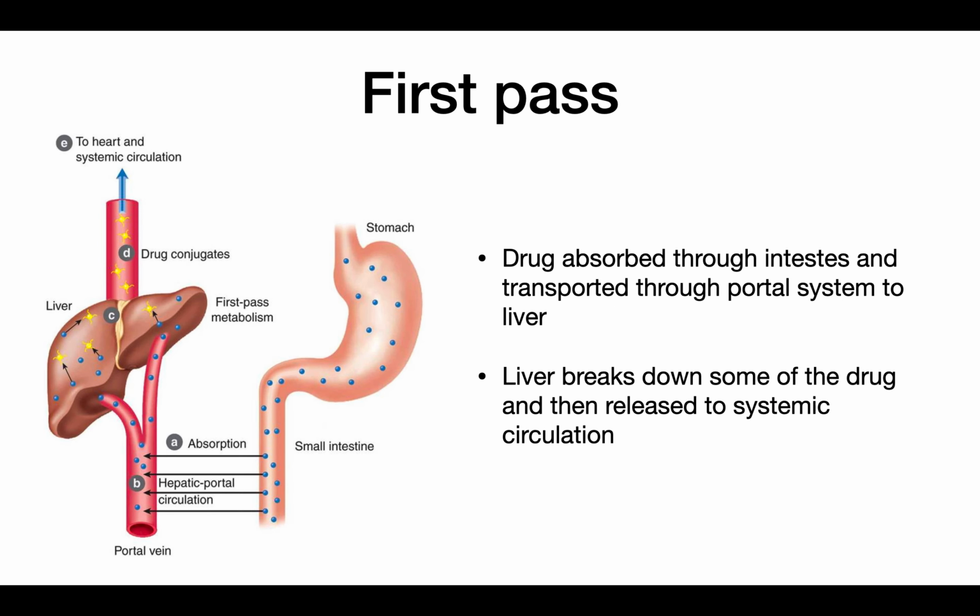First pass metabolism is when the drug is absorbed first through the intestines and then transported via the portal system to the liver. The liver is going to break down some of the drug or conjugate it, and then it's released into systemic circulation.